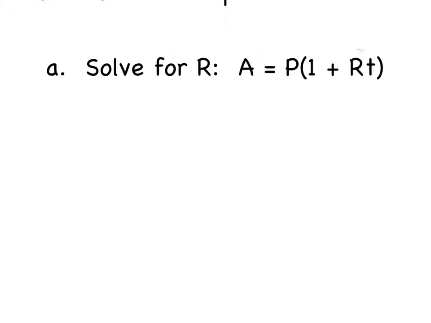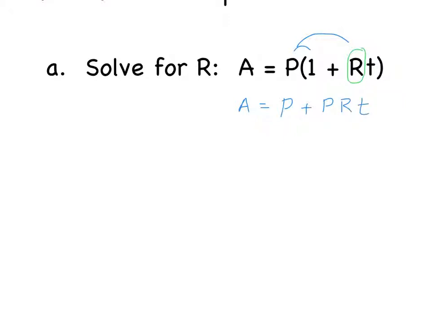So we want R by itself. Sometimes it helps to circle it, draw attention to it. That's what we want by itself. In this part, there's kind of two ways we could go about solving. One way is to distribute the p to both of those terms. When we do that, we get A is equal to p plus p times r times t.